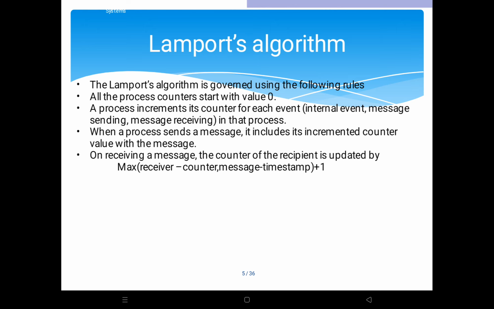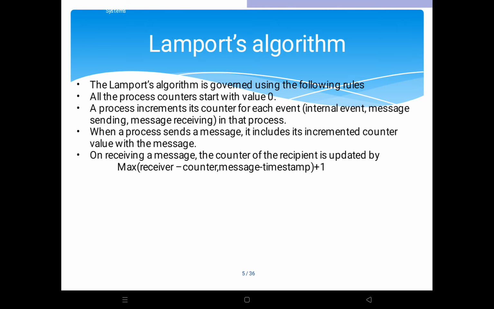See, four important rules we are going to discuss. The first important rule: all the process counters start with value 0. Initially, P1 has counter value 0, P2 has counter value 0, P3 has counter value 0. All the process counters start with value 0.